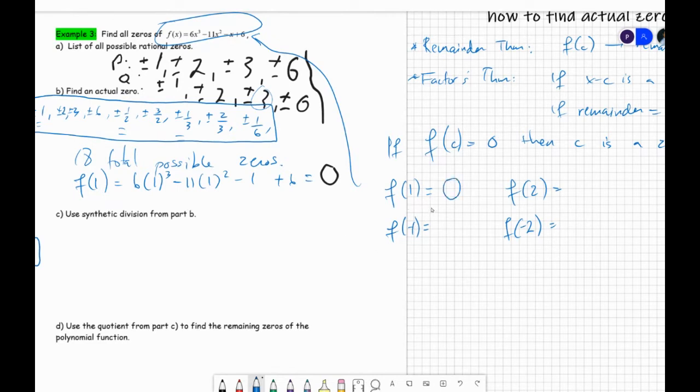Okay. So now we were able to find 1, 0. Now what can we do with that? So go to part C. We're going to use synthetic division from part B. So I'm going to use the fact that C equals 1 is a 0, which means that the remainder, when I do synthetic division, will equal 0. Let's do that.